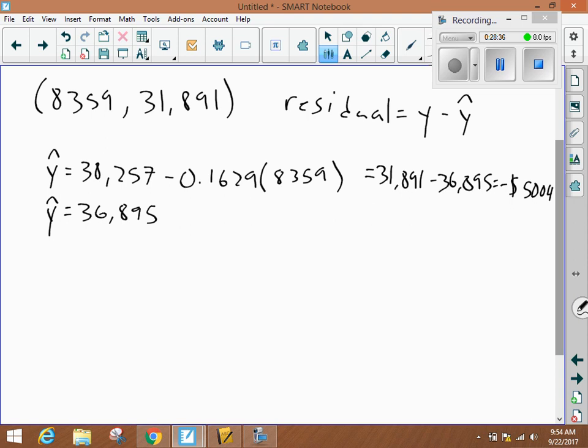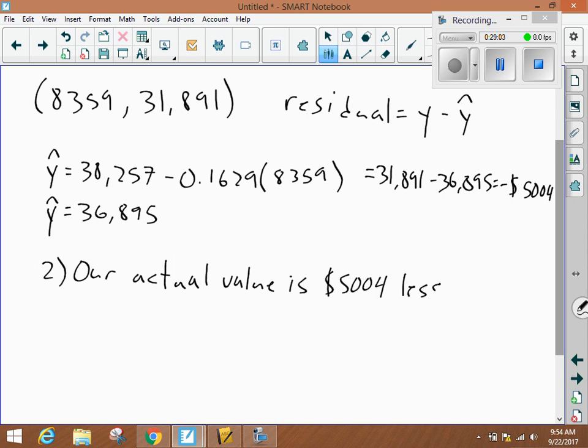All right, so that means that our actual value was $5,004 less than our predicted value, right? So our actual value is $5,004 less than our predicted value. I don't know why I use possessive pronouns on these things. I'm not sure why I do that.